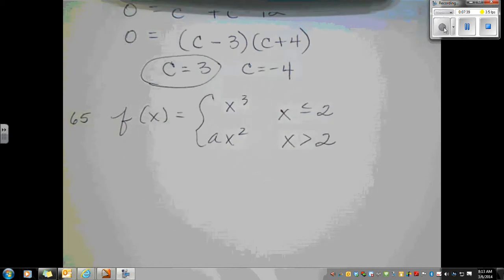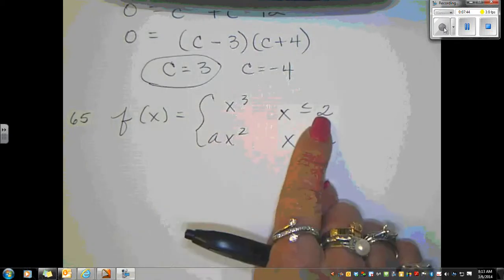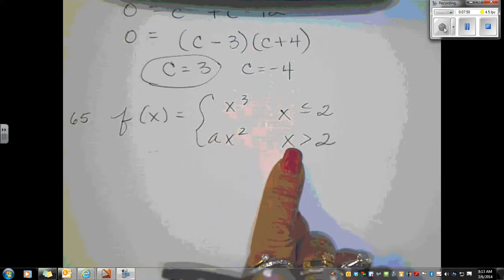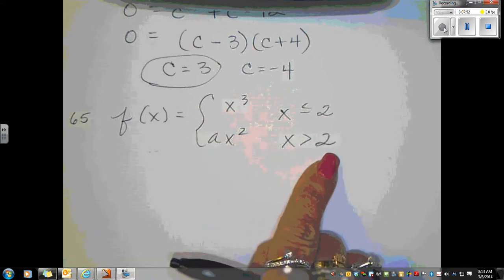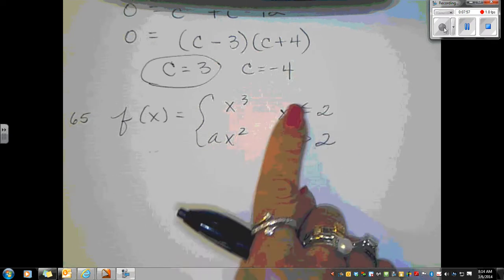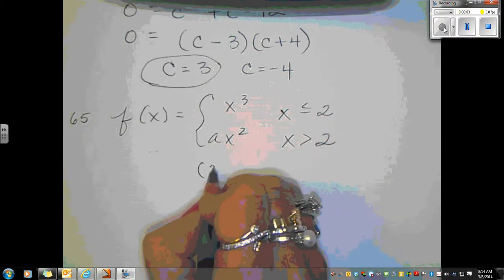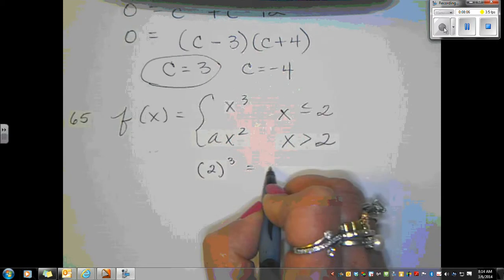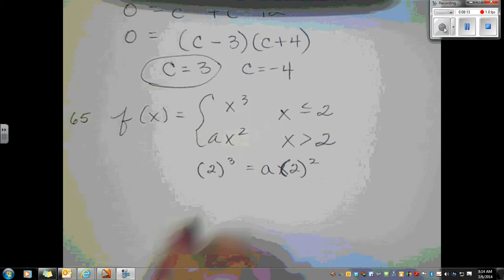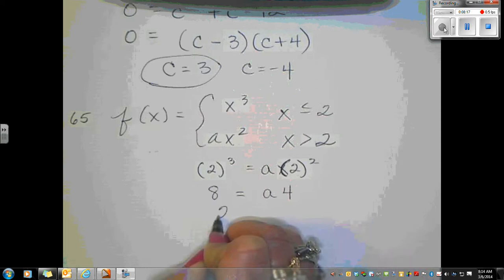Yes. Okay. Well, this is the y, f of x equals x cubed, from the left of 2. F of x, the y, equals ax squared, this is the right of 2. So they have to be equal to each other at that spot. This is our trouble child right here, 2. So 2 cubed has to be equal to ax squared, but x is 2 in the trouble place. So I say 8 equals a times 4, so 2 equals a.